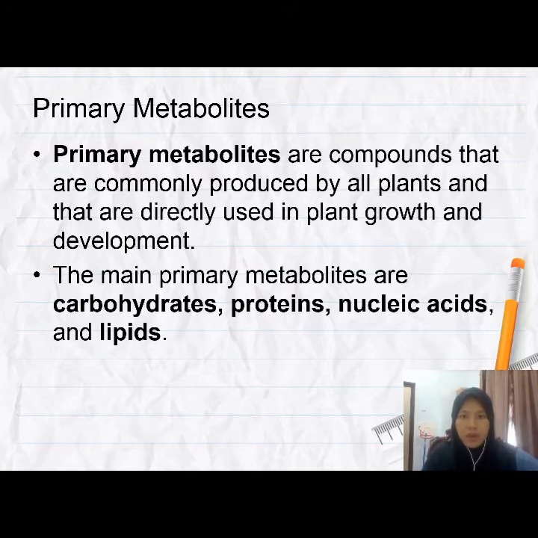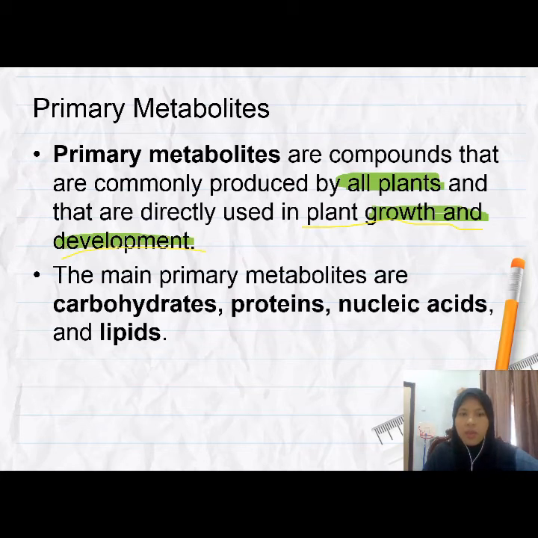So primary metabolites are the compounds that are commonly produced by all plants and that are directly used in plant growth and development. Okay, so I think I'm gonna try to use the highlighter here, and let's try green color. Okay, so what we need to know is primary metabolites are the compounds produced by all plants. Okay, so we should know this, all plants, and also it is involved in the growth and development.